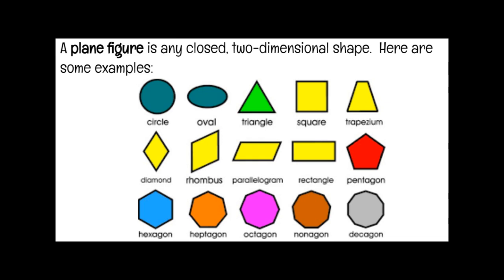A plane figure is any closed two-dimensional shape. The two dimensions are just length and width, so they are flat. Here are some examples: the circle, rectangle.